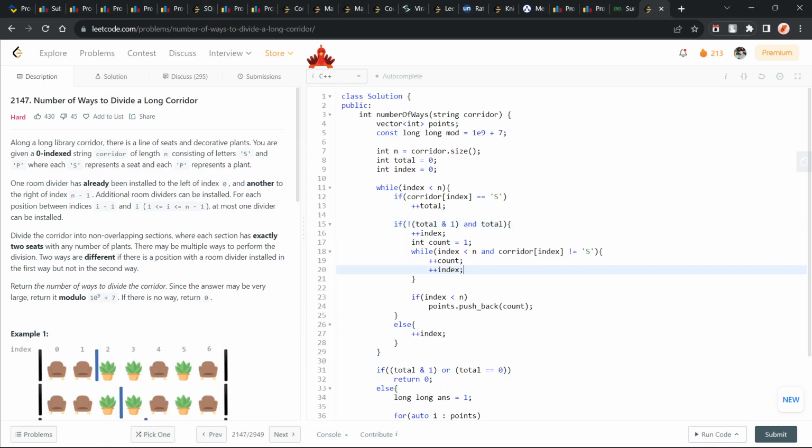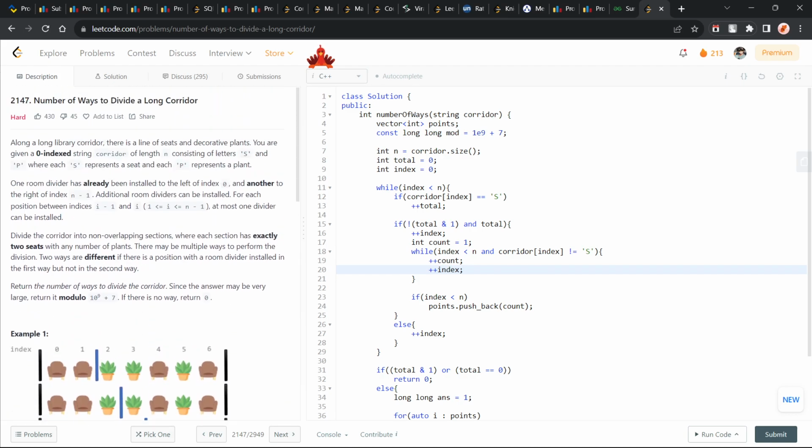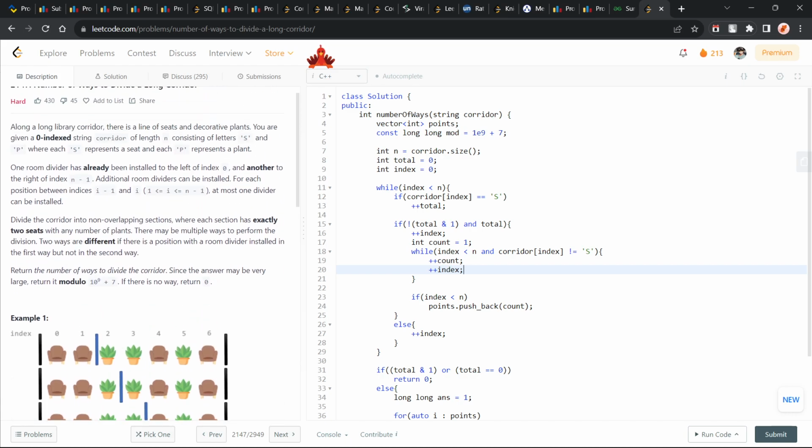So in this video, we're going to discuss the LeetCode problem of the day, and today's problem is Number of Ways to Divide a Long Corridor, and it is a hard level problem. I was very happy to see a hard level problem after a very long time, but after solving it, I wouldn't really say it is a proper hard level problem. I would say it is on the easier side of the hard range of difficulties. Anyways, let us quickly discuss what the problem says.